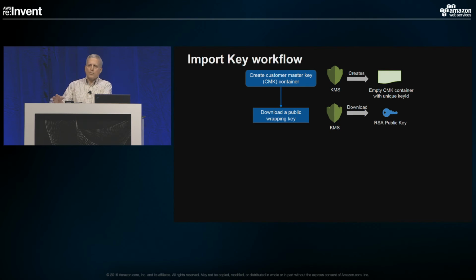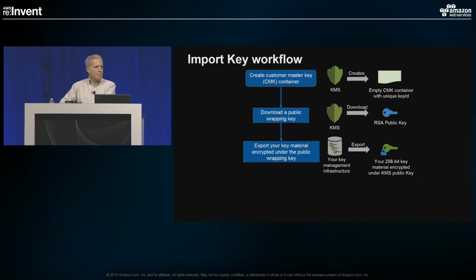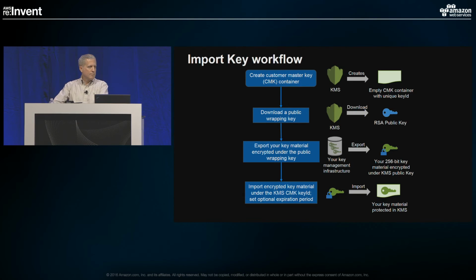Then we're going to ask you to download a public key that is actually unique to this key ID. This is not one public key for all customers in the world or the region. This is actually unique to you and unique to this key. You then pass that public key into your key management infrastructure and tell it, send me back an encrypted copy of a 256-bit key. And this is a standard format that every HSM provider already provides natively.